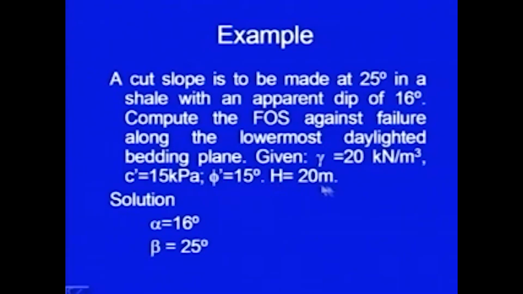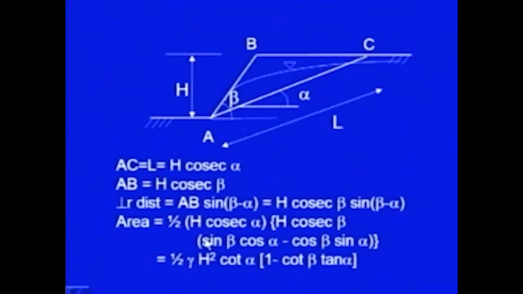Height of the slope is given as 20. So, here in this case dip alpha is 16 and slope angle is 25. So, here is the failure, this is the slope, this is the height. So, we have to calculate its weight. To calculate the weight, let us find out the area of this wedge.